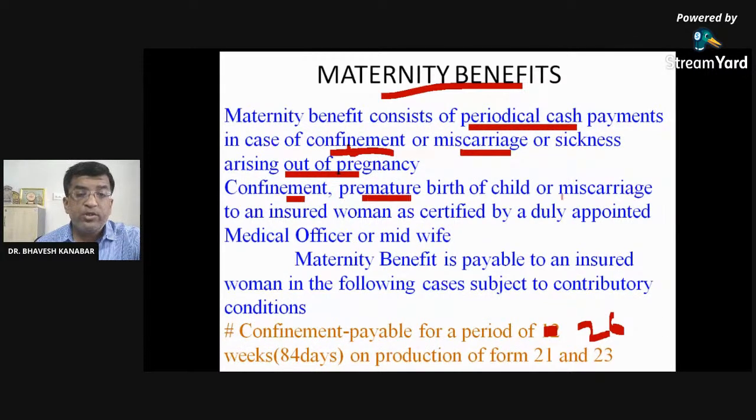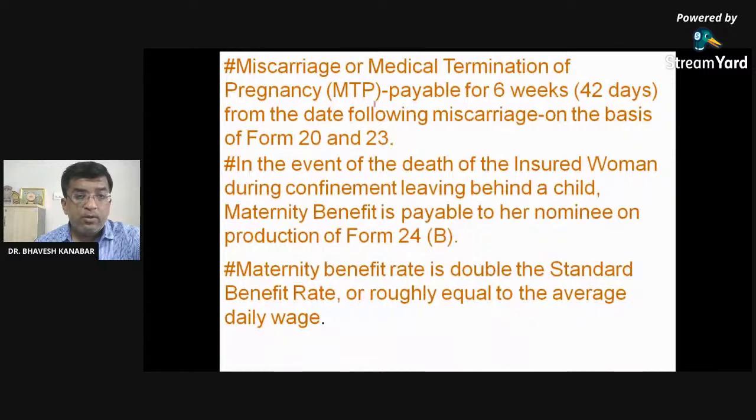Confinement, premature birth of the child, or miscarriage to an insured woman should be certified by a medical officer or midwife, right? Miscarriage or medical termination of the pregnancy is payable for 6 weeks, right?